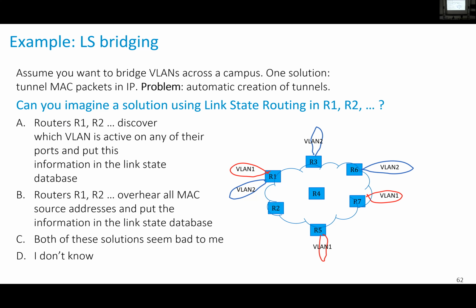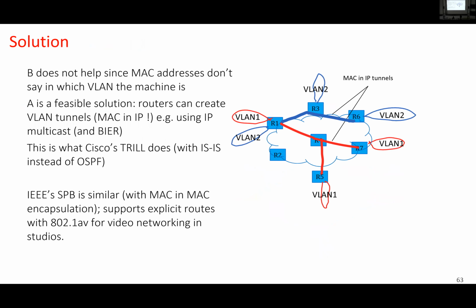Okay, let's see what your imagination says. I close the poll. There is a large variance, but many of you prefer A. Well, this is exactly what Cisco did here. B doesn't help because the MAC addresses don't say in which VLAN the machine is.